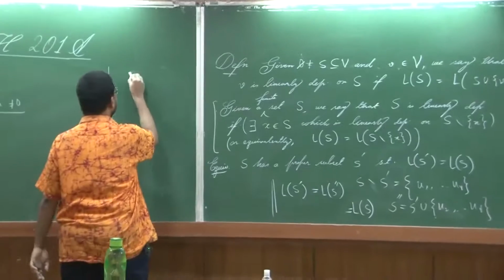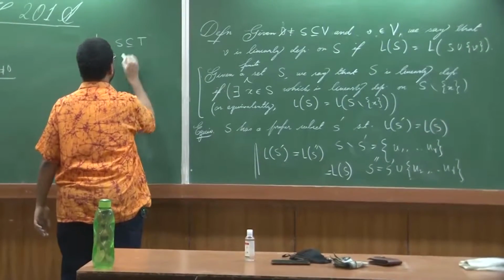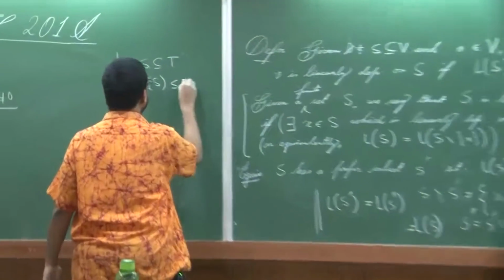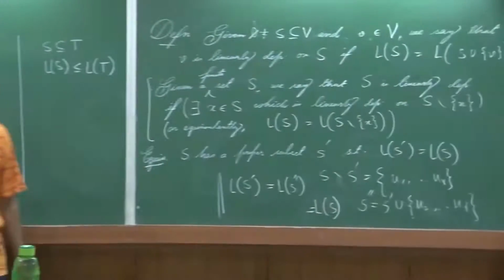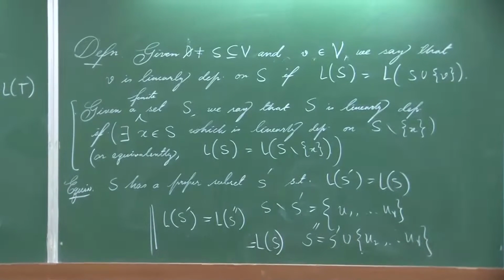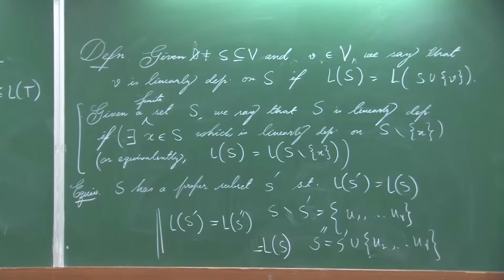It is a basic property of linear span that if S is a subset of T, then L(S) is a subspace of L(T). We have actually used that here, and it is very easy to see, because every linear combination from S automatically becomes a linear combination in T. Okay.